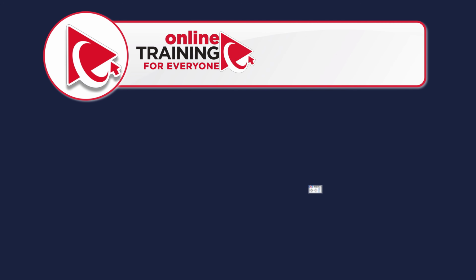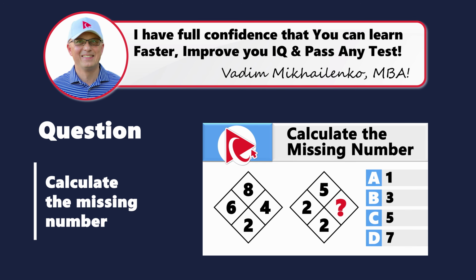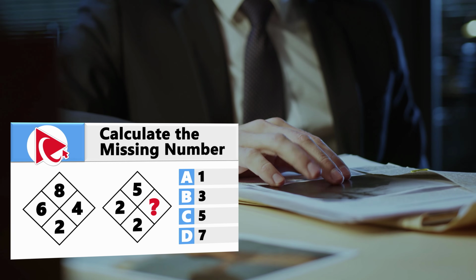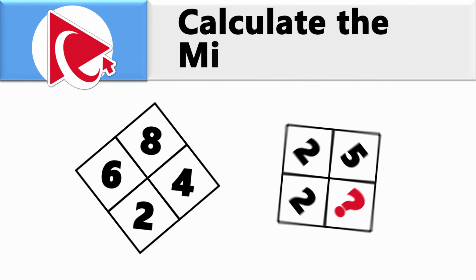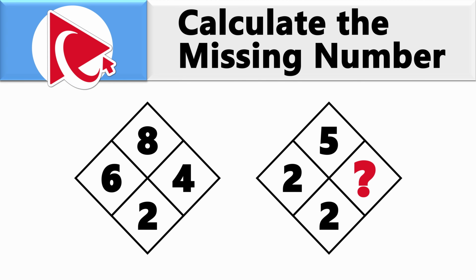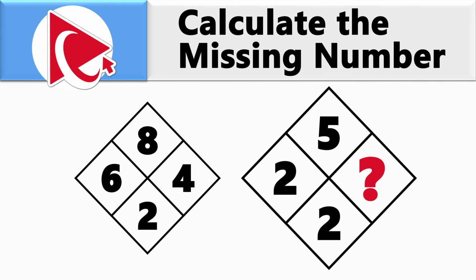And now it's time for you to grab your thinking goggles. I have a question for you that you need to solve on your own. And the question is so intricate, Sherlock Holmes would need a cheat sheet. You're presented with 2 diamonds. Each diamond has 4 numbers inside. In the first diamond, which is on the left, the numbers are 8, 6, 2, and 4. And in the second diamond on the right, the numbers are 5, 2, 2, and then comes the missing number, which you need to calculate and select out of 4 possible choices.